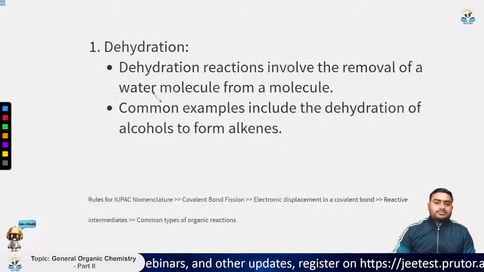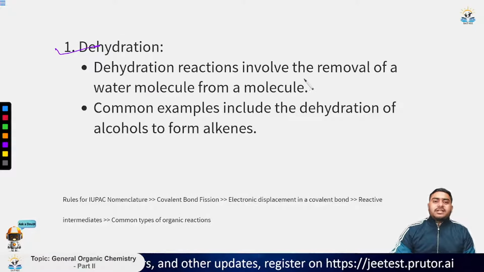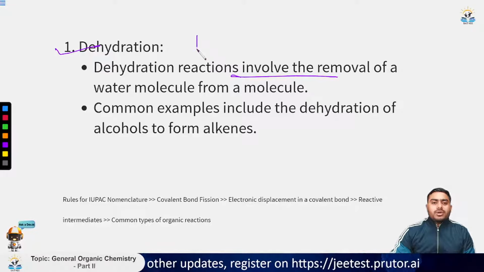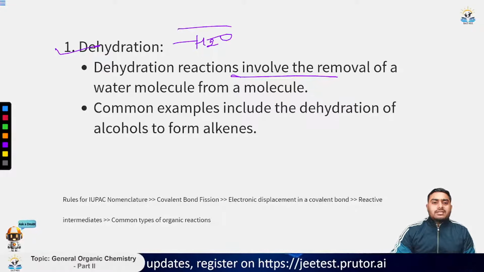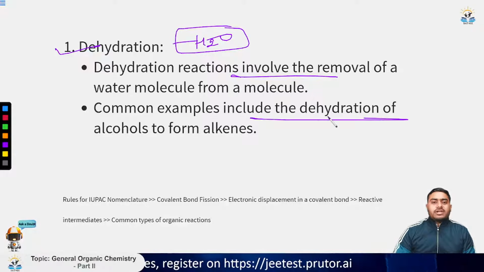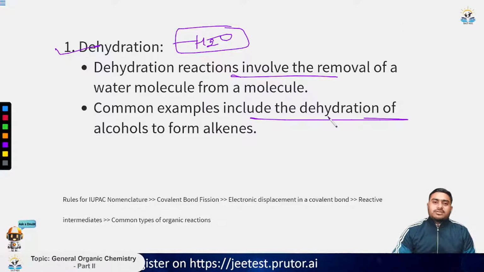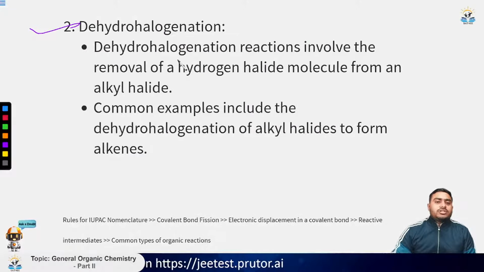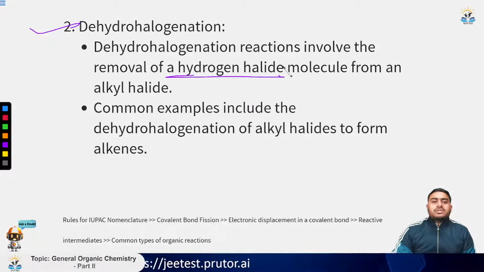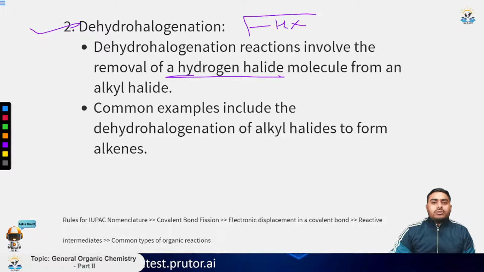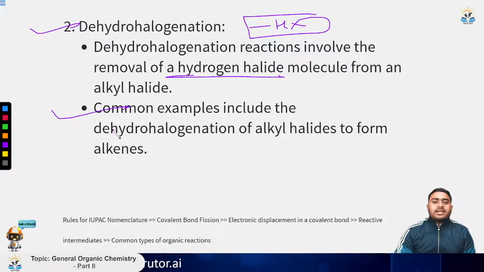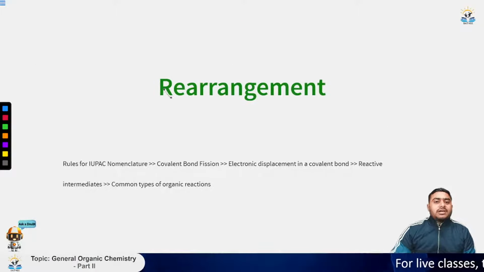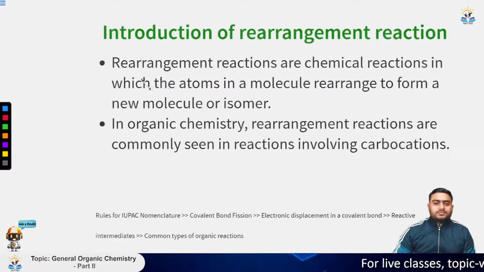Okay, so this is an example: dehydration reactions involve the removal of a water molecule from a molecule, like removal of H2O, which includes the dehydration of alcohols to form alkenes. Okay, next, dehydrohalogenation also involves the removal of what? Hydrogen halide. Common examples like dehydrohalogenation of alkyl halides to form alkenes. Okay, like beta elimination.